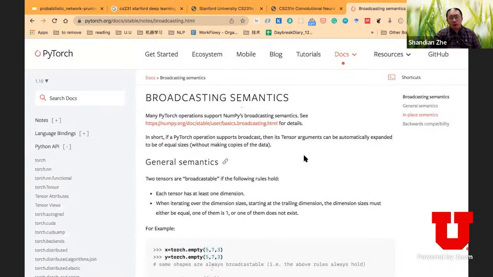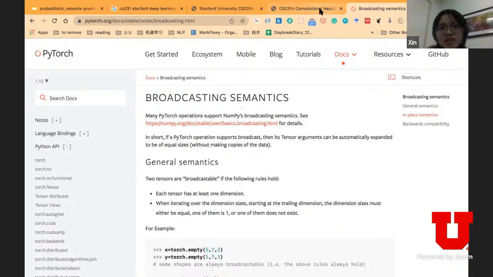What's the meaning of in channel? What's the meaning of out channel? The in channel is the channel of the input, and the out channel is the channel after the convolution.